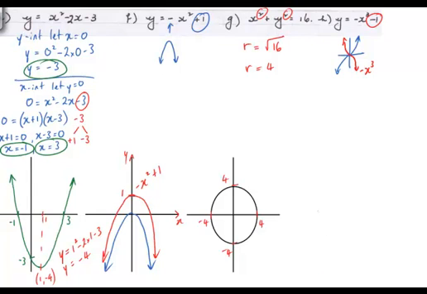So negative x cubed, but shifted down 1. So instead of going through the origin, it goes through at negative 1. Alright, so it's got our x cubed, but reflected because it's the negative, and shifted down 1. Alright, hopefully that has helped.